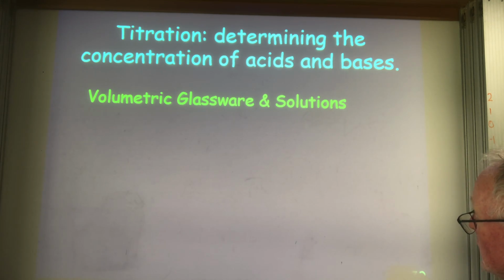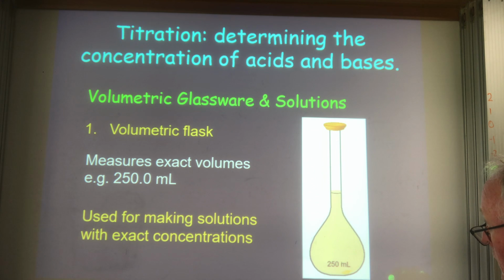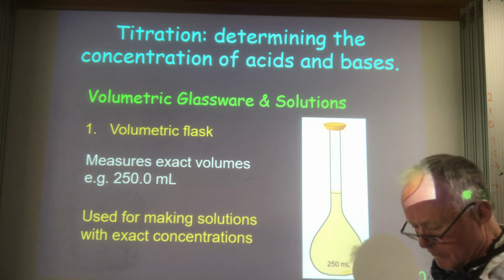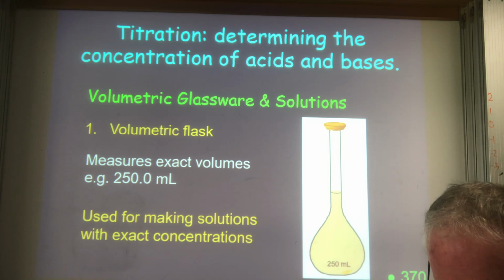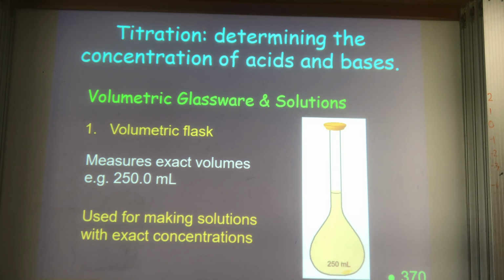So, let's have a go at seeing what the different types of glassware are, what they're used for. Volumetric flasks. Large volume, designed to measure large volumes exactly.